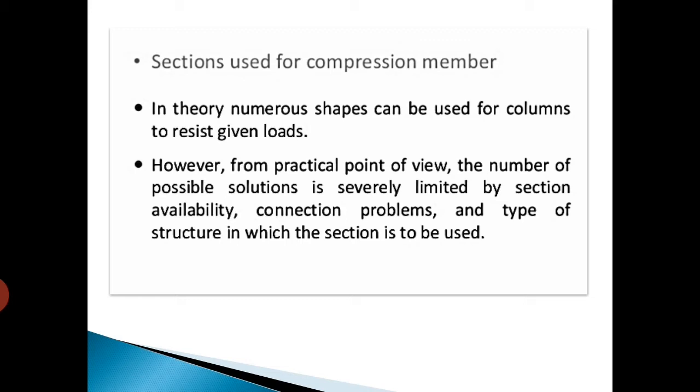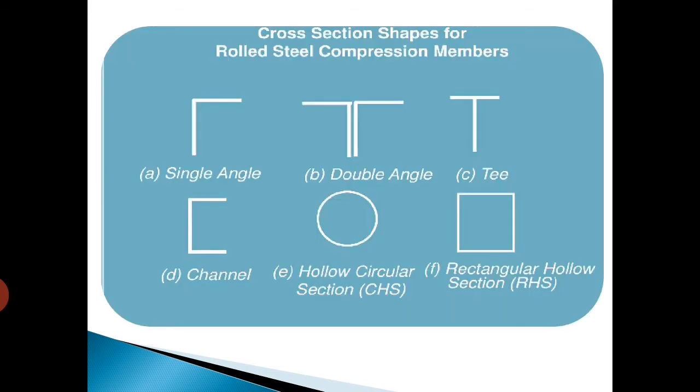So next point, sections used for compression member. Some of the various sections are used in compression member. See the first point. In theory, numerous shapes can be used for a column to resist given loads. And second point, however, from a practical point of view, the number of possible solutions is severely limited by section availability, connection problems, and type of structure in which the section is to be used. So we will see some of the sections of compression member.